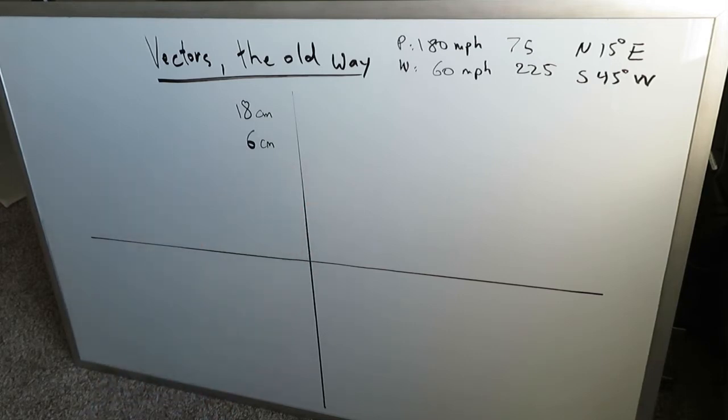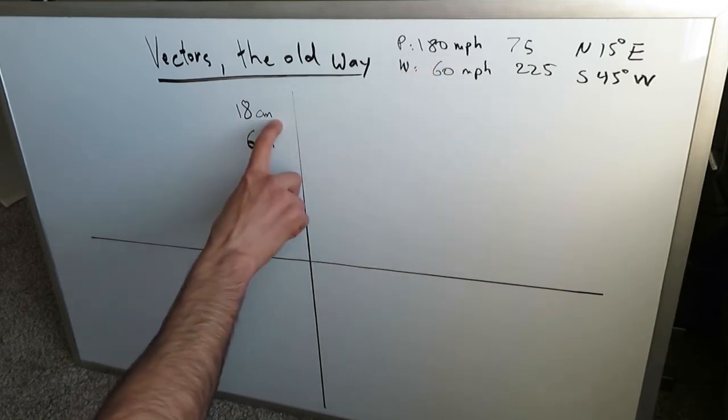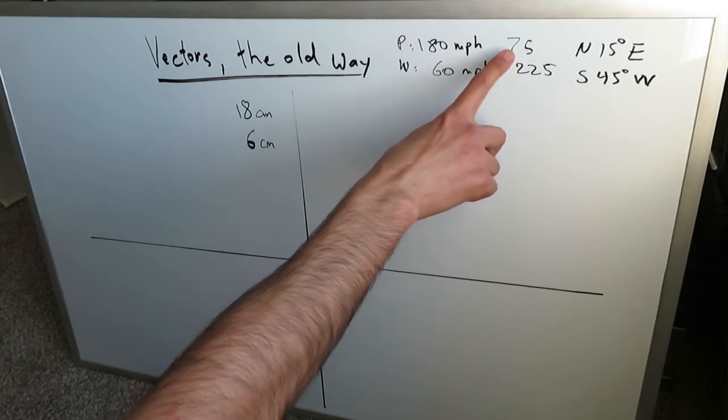Now remember, when it comes to these drawing methods, the diagrammatic methods of vector addition, because when we're determining the resultant of all of this we're looking at vector addition, the whole analysis depends on accuracy, and you have to be accurate. So let's look at the plane. Let's draw a plane having a speed dimension of 18 centimeters, but at 75 degrees.